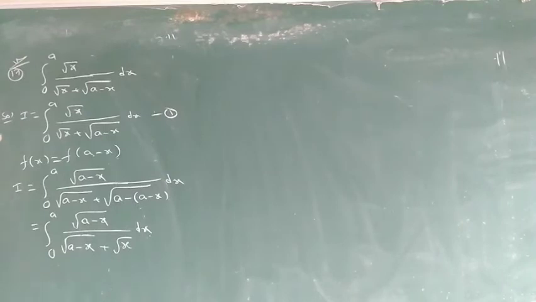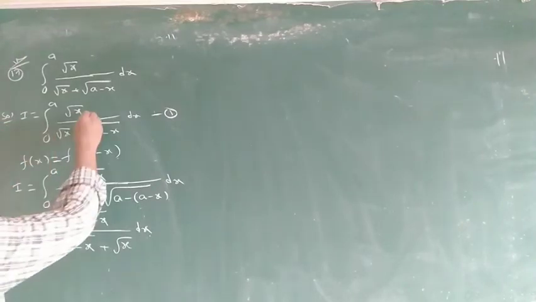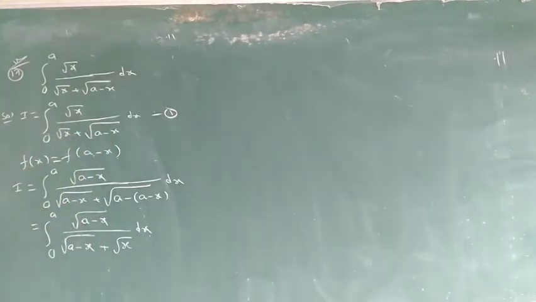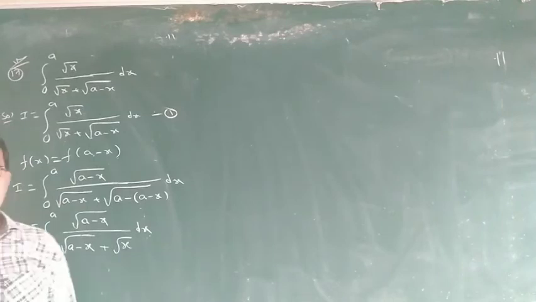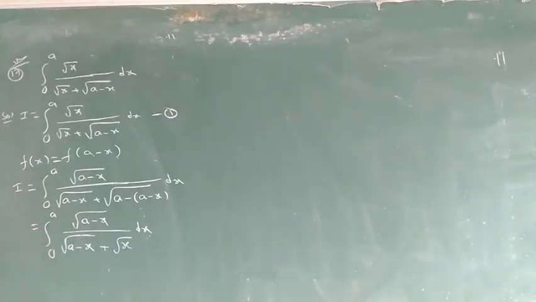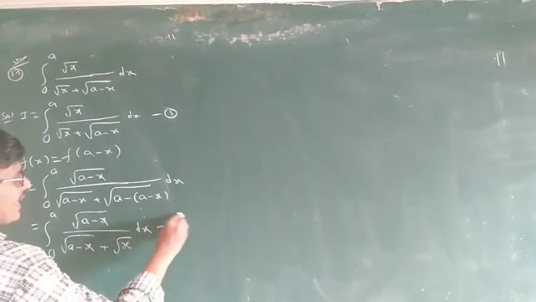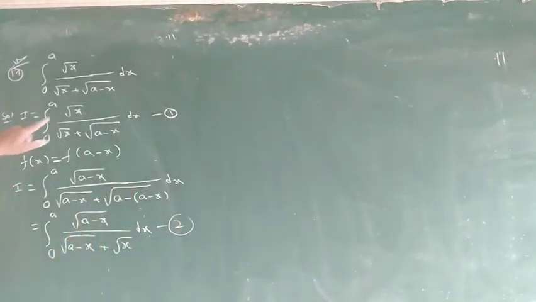Adding is needed because observe: equation 1 is root x by root x plus root of a minus x. After reducing, the denominator is also root of a minus x plus root x; both denominators are the same. So it is compulsory to add these two functions because the terms cancel. The numerator root x in one is root of a minus x in the other. Adding 1 and 2, both cancel. That's why we add the two functions.